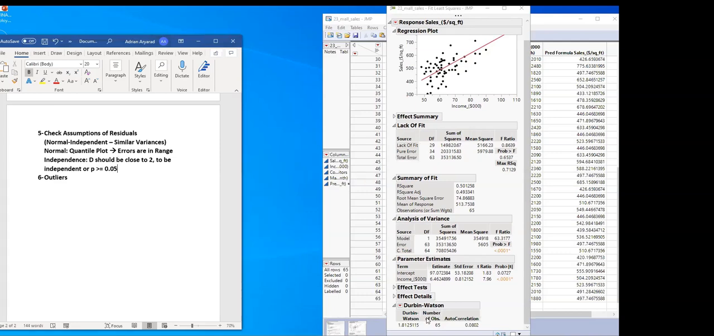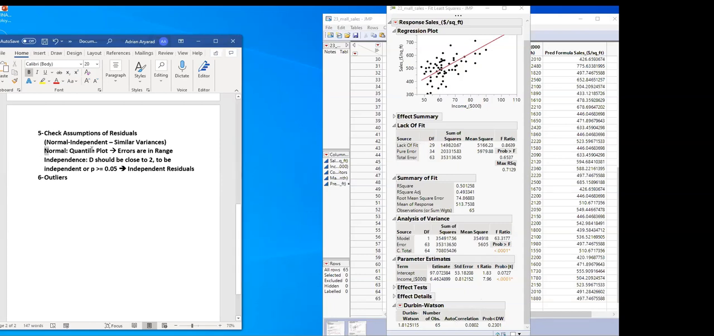Let's look at the p-value here. Red triangle, significant p-value. Is that greater than 0.05? Yes, it's greater than 0.05. It is larger than 0.05. As a result, we have independent residuals. Okay, so that's where you get the Durbin Watson.